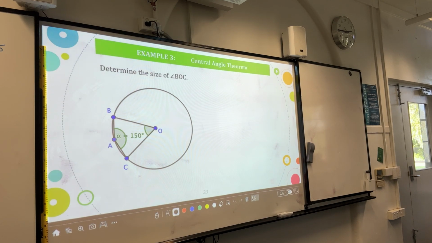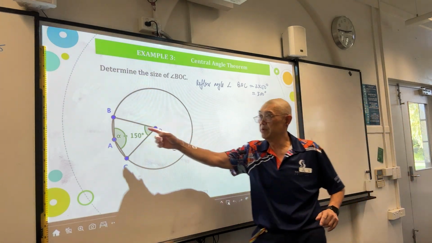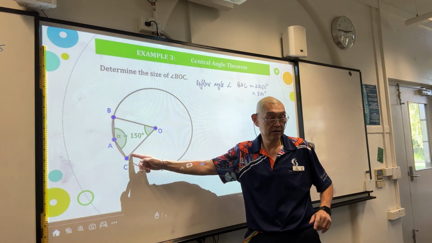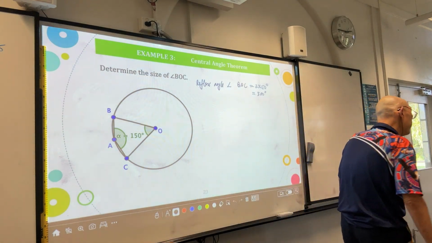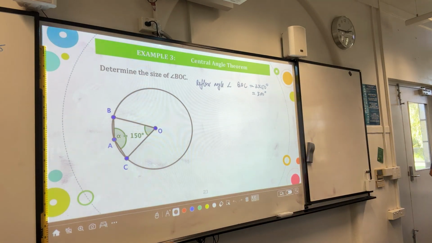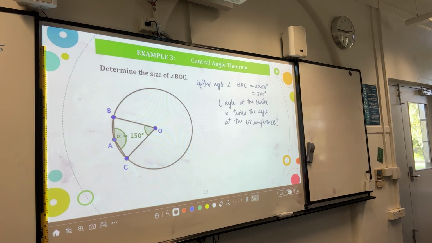Two-step process now. So you know reflex angle BOC. Now I mentioned the word reflex angle because if you say BOC is this, you want to say that it is a reflex angle which is out there. Alright, the reflex angle is 2 times 150, 300 degrees. Again, I give a reason, and then BOC is therefore 360 minus 300 degrees. Sum of the angles at a point equals 360.